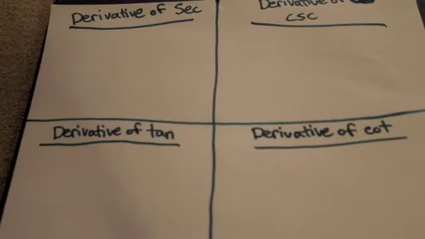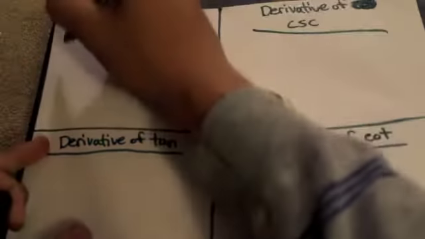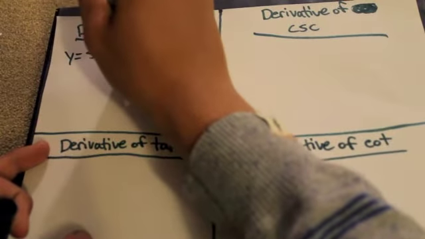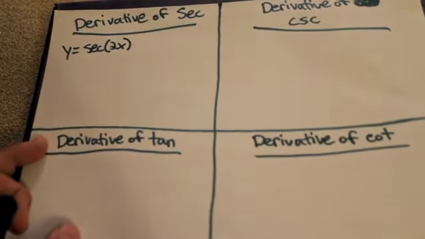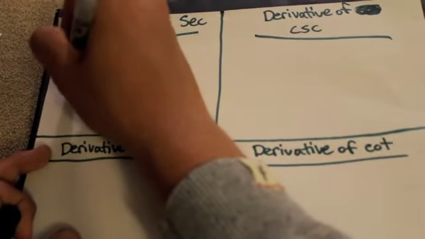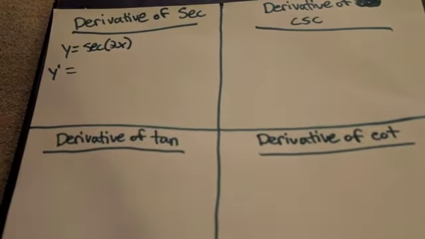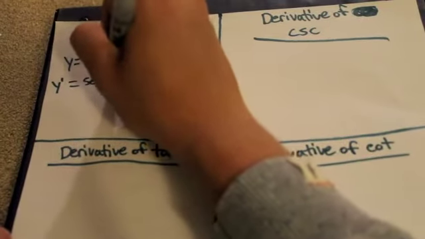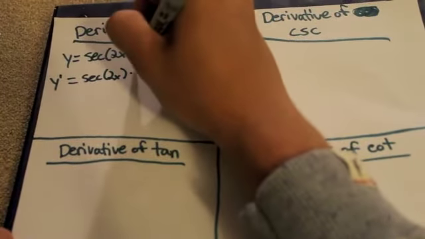Alright, let's go. We'll go through each one of these one step at a time. First we'll learn how to take the derivative of secant. We'll start out with the function y equals secant 2x. Some important things to know: if you want to take the derivative of this, you have to know that the derivative of secant is secant times tangent.